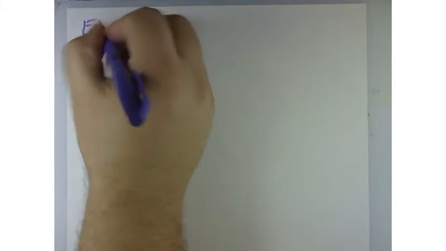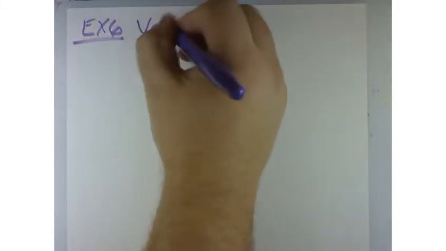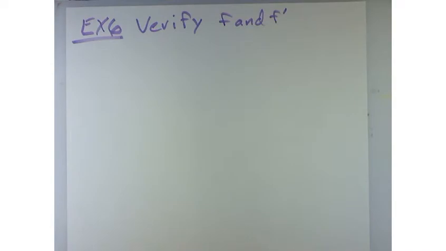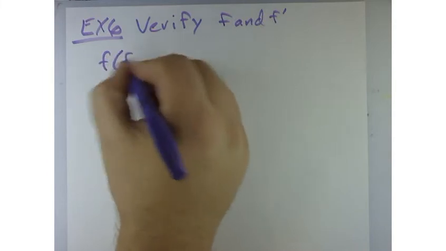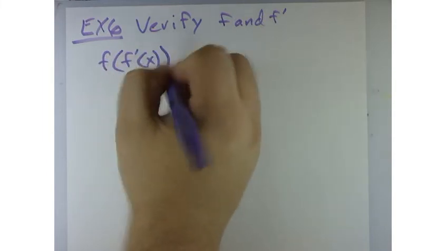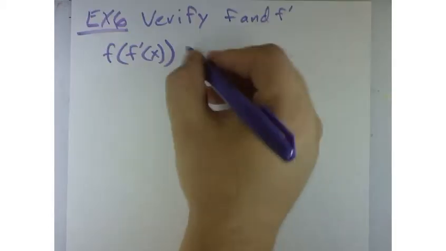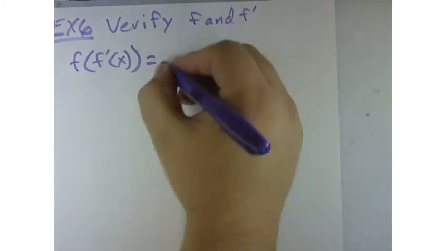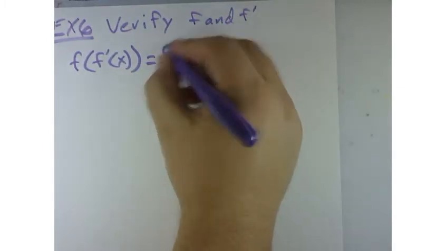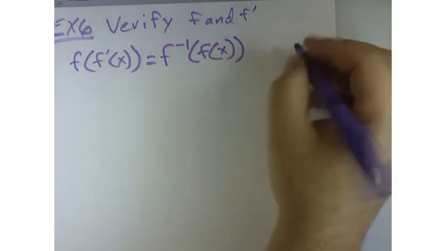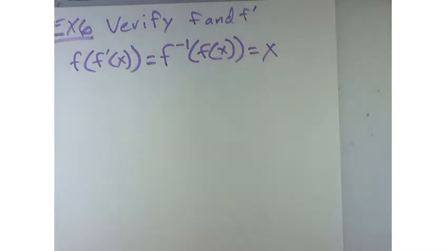Example number 6, they ask us to verify f and f inverse. Well, here's what I want you to know. If I have a function and I take the composite function of the inverse, that should equal, if they are truly inverses of one another, the inverse composite of the function, which always reduces down to just x.